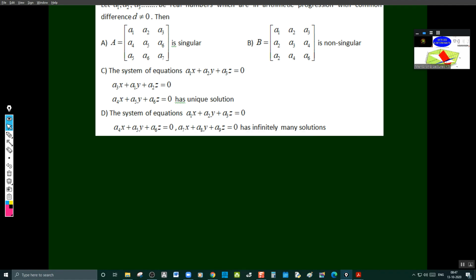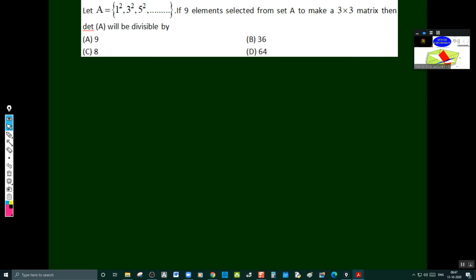A is equal to 1 square, 3 square, 5 square, and so on, is a set of squares like this, odd numbered squares. That set A is defined like that. If 9 elements are selected from set A to make a 3 by 3 matrix, then det A will be divisible by.